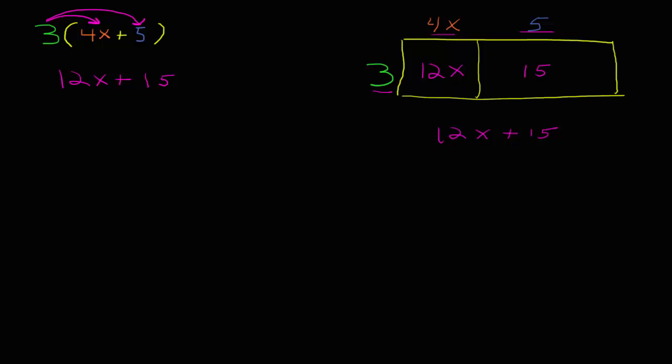If you get into trouble, you can always use the area model to help you figure out what's going on with a distributive property. But as long as you remember to do this, take the number and its sign and multiply it by everything on the inside, you should be just fine.